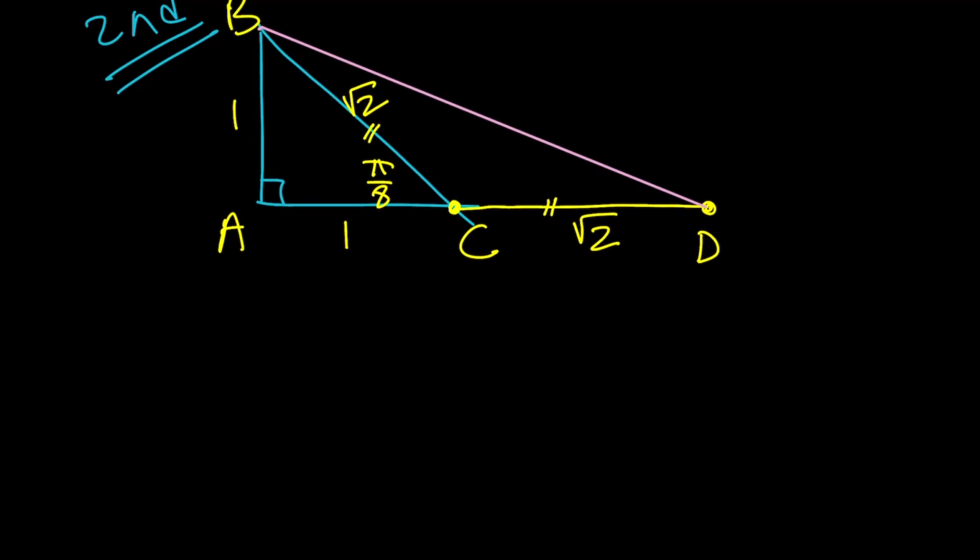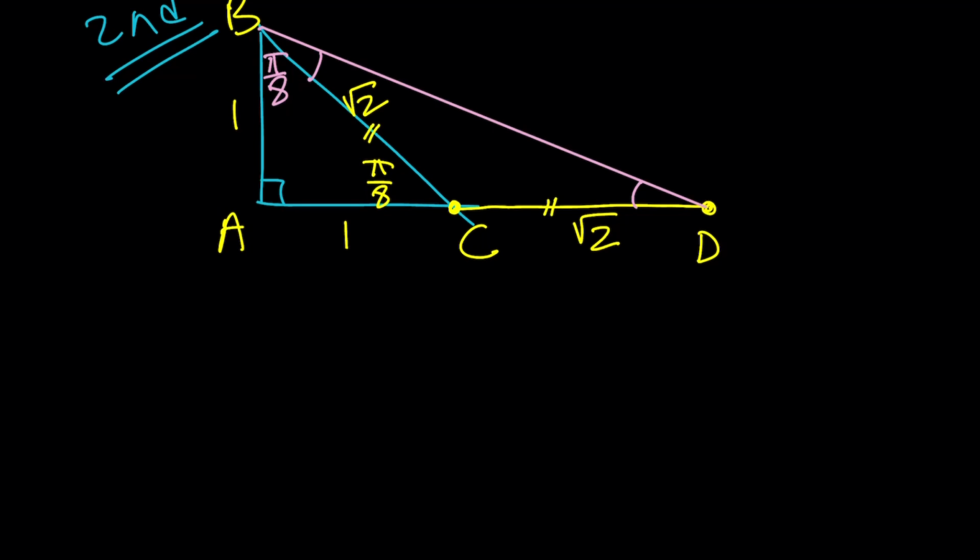Now, why did I do this? First of all, let me explain this real quick. The reason why I did that is because by extending AC and making it the same length as BC, I got an isosceles right triangle, which is BCD. Do you see that? So the base angles are going to be congruent.